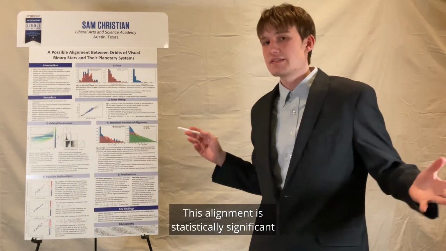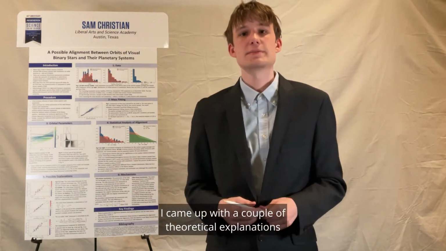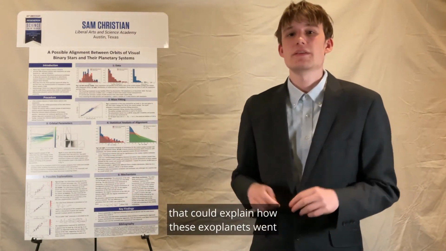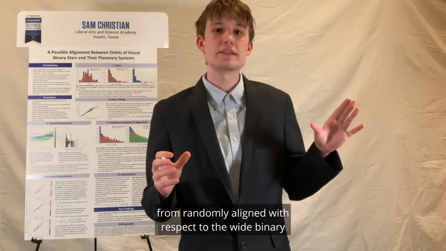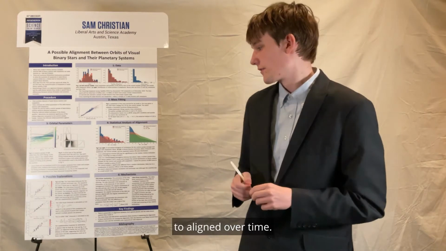So in sum, just to recap, I observed an alignment compared to a control sample. This alignment is statistically significant and previously unobserved. I came up with a couple of theoretical explanations that could explain how these exoplanets went from randomly aligned with respect to the wide binary to aligned over time.